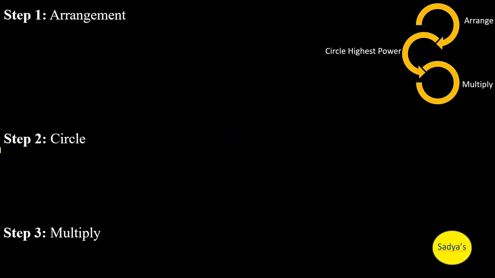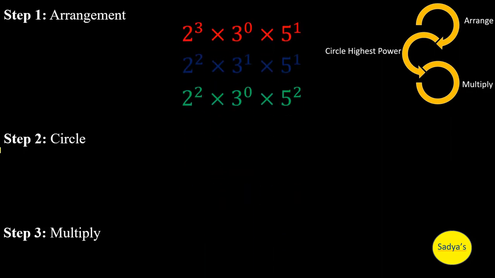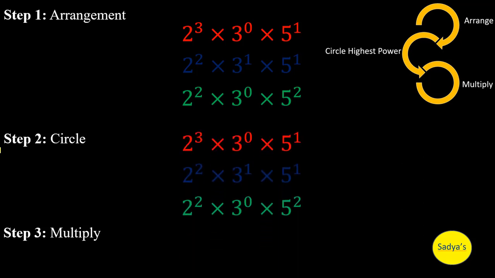So step 1 arrangement. In first and third number, base 3 was not present. So we have written 0 in the power. In second step, we circle the highest powers. If we look at base 2, highest power is 3. So we circle 2 cubed. In base 3, highest power is 1. So we circle 3 raised to the power 1. And in base 5, highest power is 2. So we circle 5 squared.